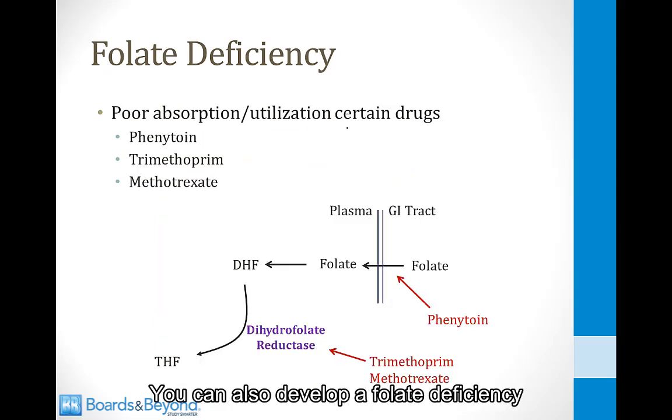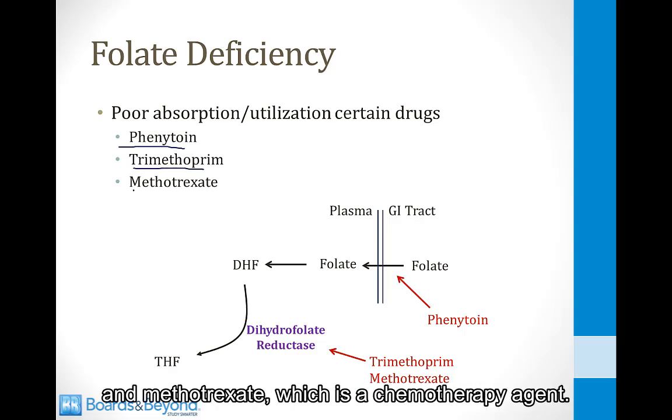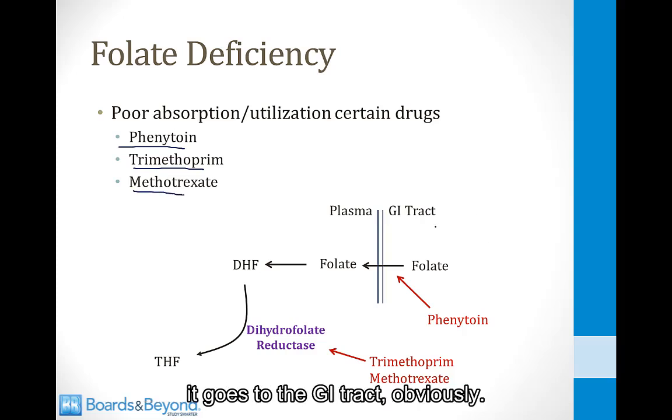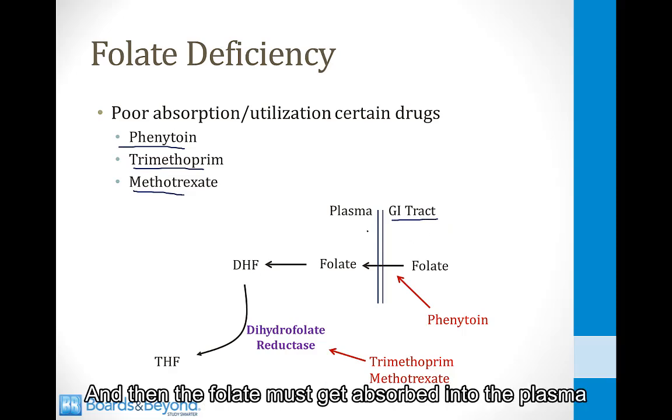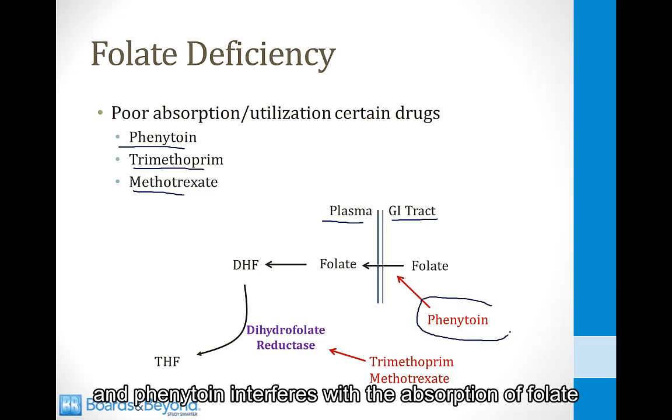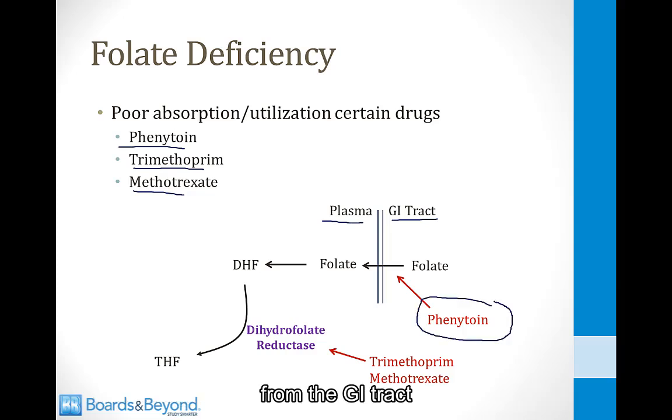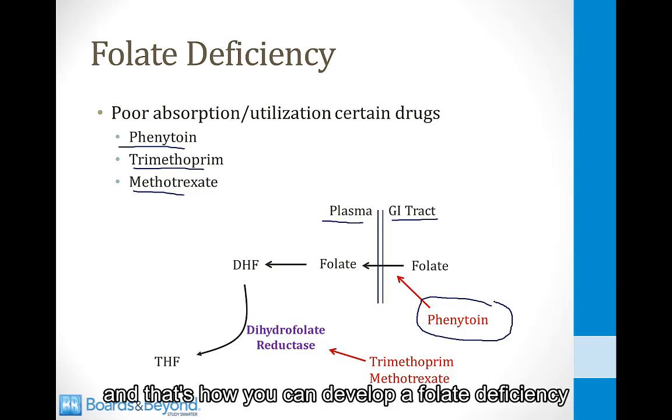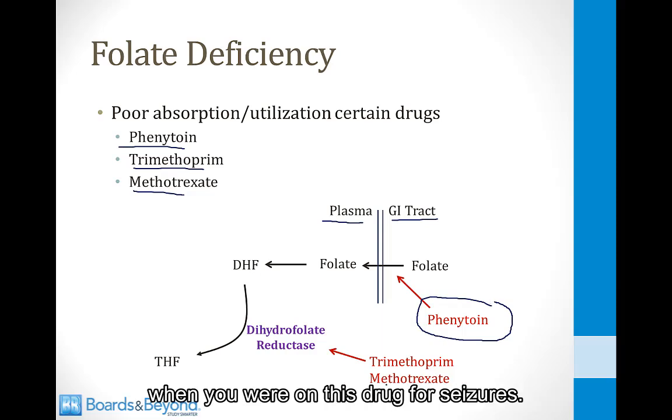You can also develop a folate deficiency when you are taking certain drugs that interfere with folate metabolism. And the three drugs that do this are phenytoin, which is a seizure drug, trimethoprim, which is an antibiotic, and methotrexate, which is a chemotherapy agent. When you ingest folate, it goes to the GI tract, obviously, and then the folate must get absorbed into the plasma. And phenytoin interferes with the absorption of folate from the GI tract, and that's how you can develop a folate deficiency when you're on this drug for seizures.